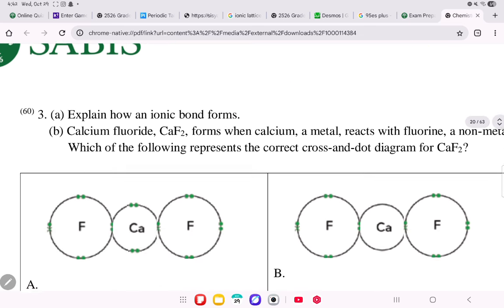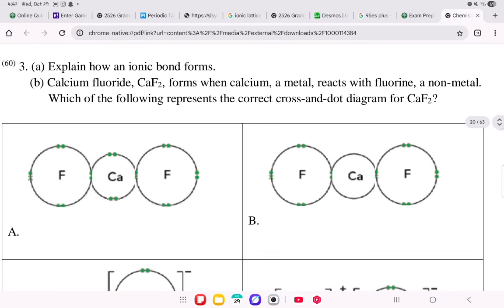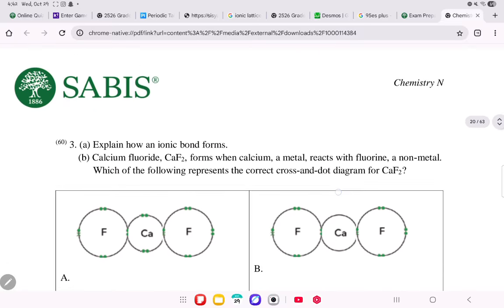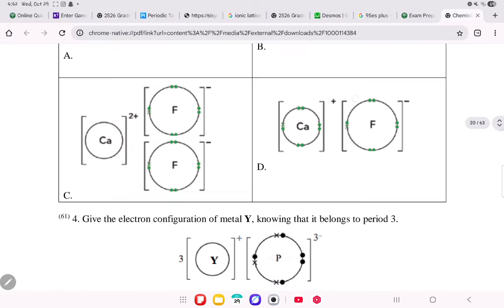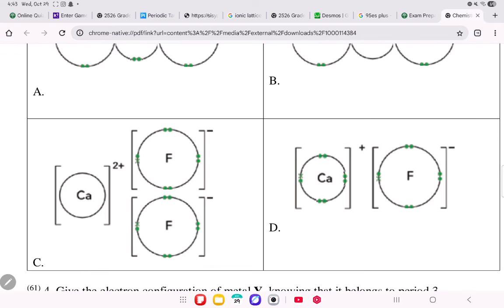We move on to part B. It says CaF2 forms when calcium, a metal, reacts with fluorine, a non-metal. Which of the following represents the correct cross and dot diagram? We said when a metal reacts with a non-metal, this is an ionic bond. And when we're dealing with ions, we represent them with brackets, right? So CaF2, what does this mean? This means we have one Ca but 2 Fs. So directly we can see that this is the correct answer.